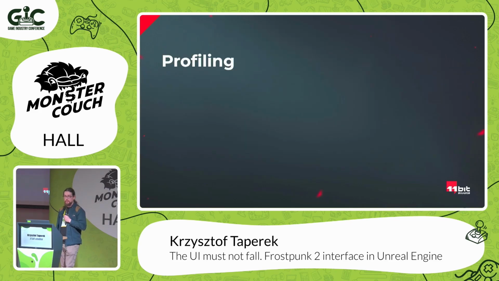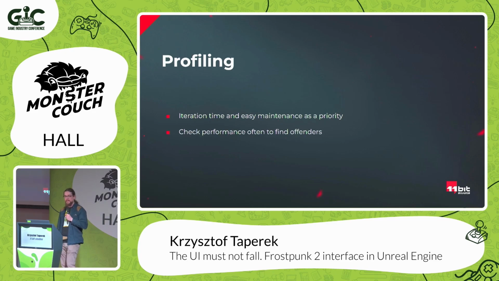Another very important rule is profiling often. During development, iteration time is the top priority, and easy maintenance for later of that. So we are not doing stuff too optimized, and we are not preemptively optimizing. We prefer to check performance later, find the biggest offenders, and just try to optimize them. Usually just moving some expensive logic to code. In code, it's much easier to handle logic in an optimal way.